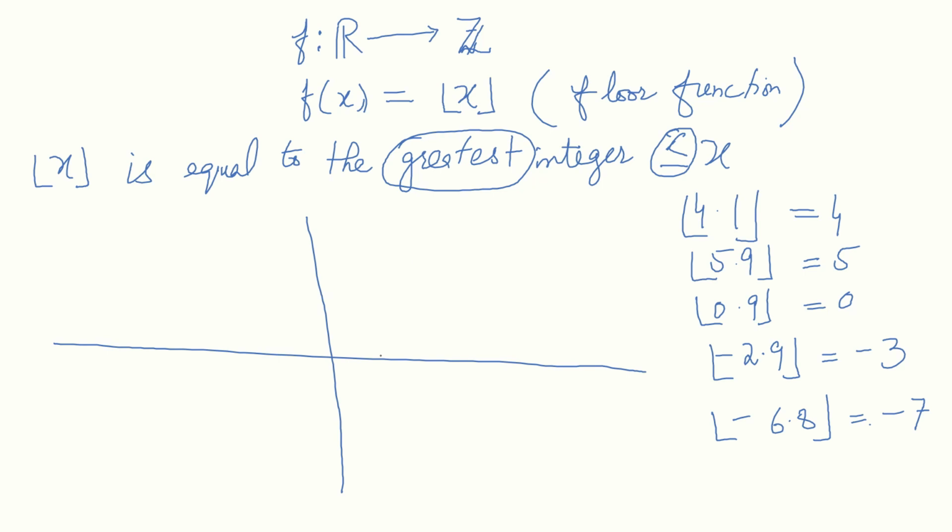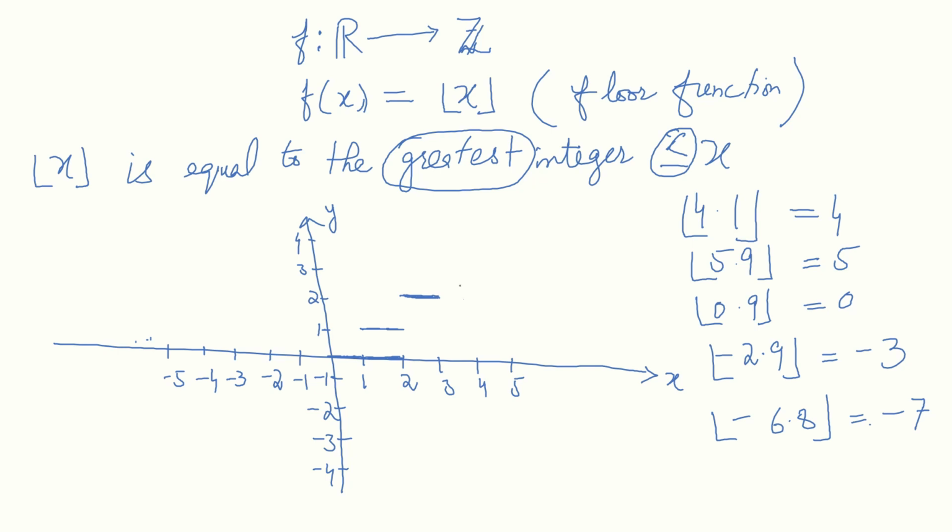Let us plot the floor function in a Cartesian plane. We have the x-axis, we have the y-axis. If the number is between 0 and 1, then that number is mapped to 0. Floor of all these numbers is equal to 0. If the number is less than 2 but greater than or equal to 1, then floor of all these numbers is equal to 1. If we have a number which is greater than or equal to 2 but less than 3, then floor of all those numbers is equal to 2.